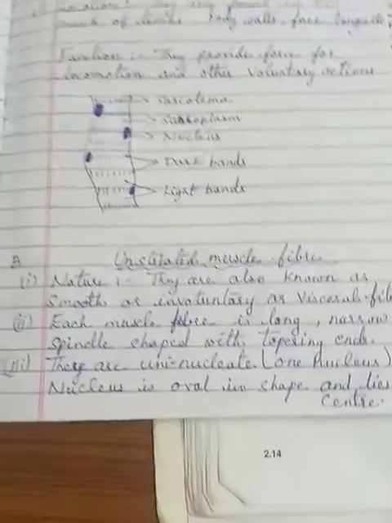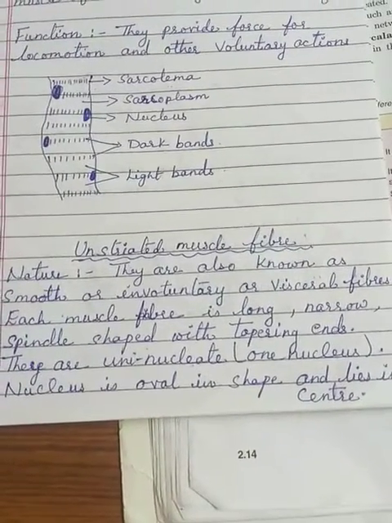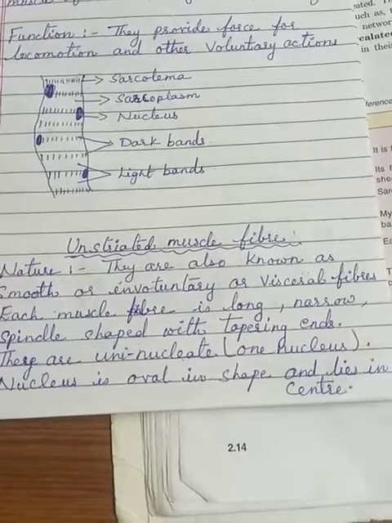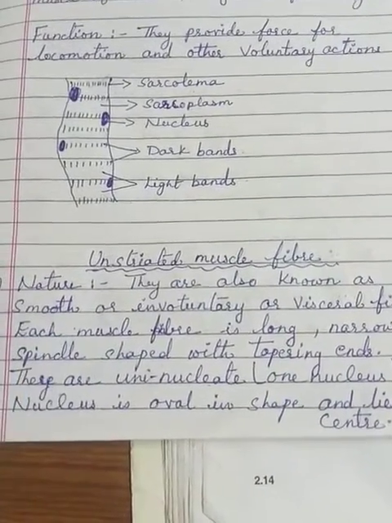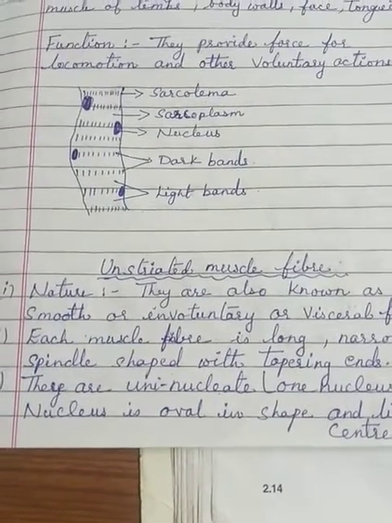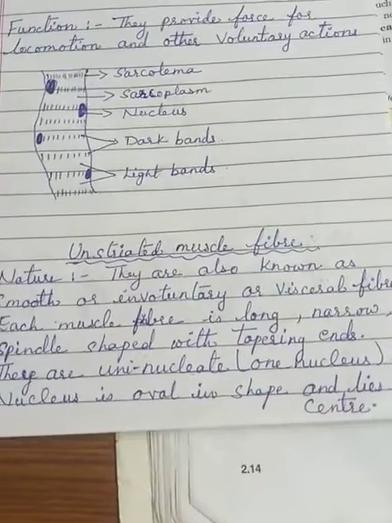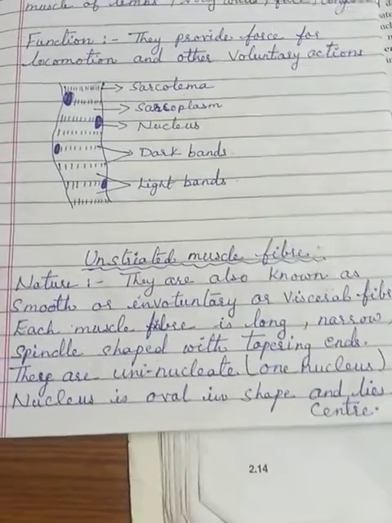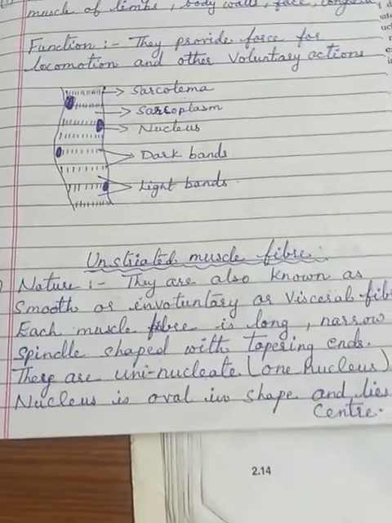Now about the unstriated muscles. They are known as smooth or involuntary or visceral fibers. So these unstriated muscles are also known as smooth muscles or involuntary or visceral fibers. Involuntary means these muscles are not under the control of humans. They cannot be controlled by human wish.